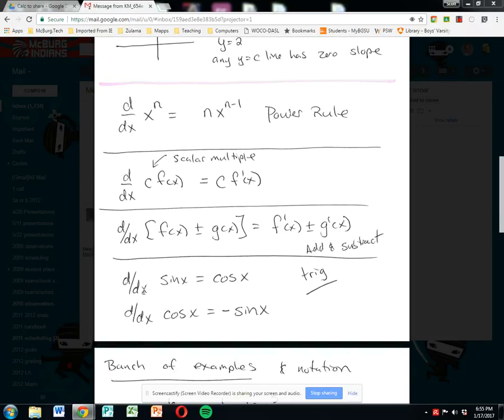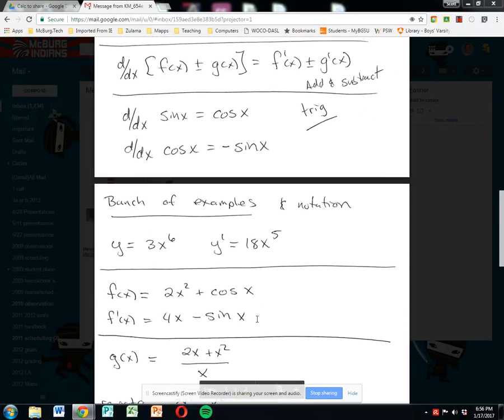One to keep an eye on here is the derivative of trig functions. The derivative of sine x is equal to cosine x. The derivative of cosine x is equal to negative sine x. Right? A bunch of examples.